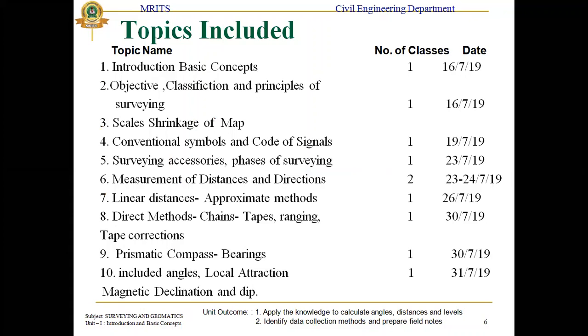What are the requirements? There are 10 major topics: introduction and basic concepts, objectives, classifications and principles of surveying, scales and maps, conventional symbols and coding of signals, surveying accessories and phases of surveys, and measurements of distance and directions, linear distance measurements, approximate methods, direct methods, chain, tapes, ranging and tape corrections, the prismatic compass, bearings, included angles, local attractions, coordinates, bearings, magnetic declinations and dips. These 10 topics will be discussed briefly next.